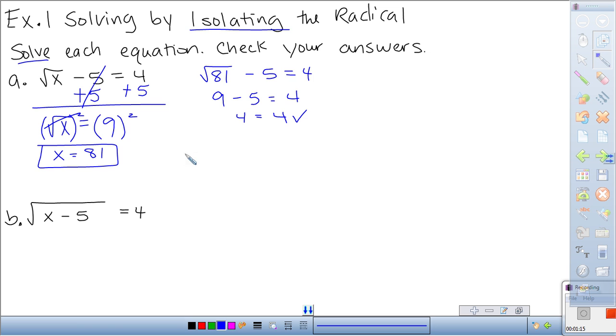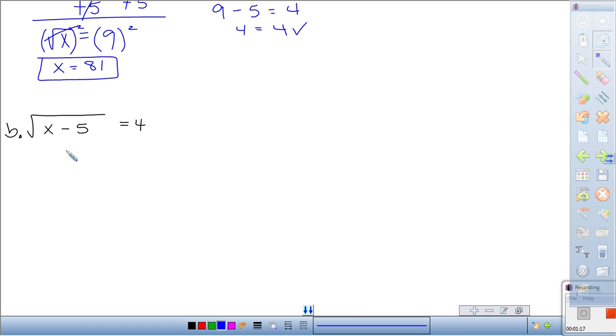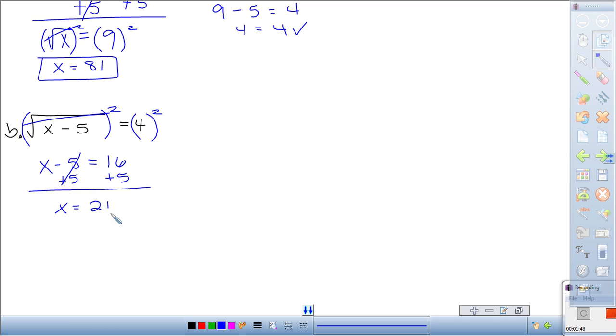So x is 81. Let's try that again on B. So if we're isolating the radical, then in B, we already have isolated the radical. It's all by itself on the left side. So we're going to start by getting rid of the radical by squaring both sides. The opposite of square rooting x minus 5 would be to square it. So anytime you square a radical, they just cancel. So I have x minus 5 equals 4 squared, which is 16. And then how do I solve for x? Add 5 to both sides, and x equals 21.